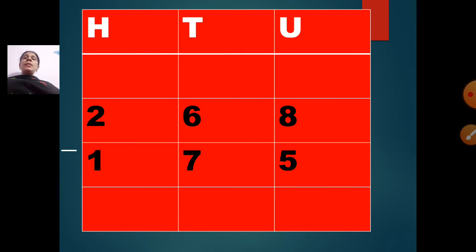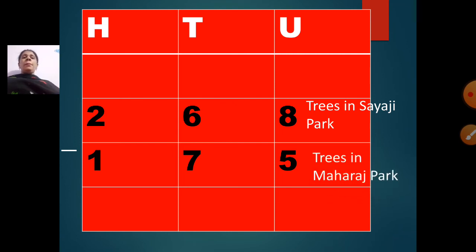You will arrange the numbers according to their place value. Then you will write this trees in Sayaji Park. How I have made the column, the same way you are going to make the column. Then the same way you are going to write beside that whatever I am writing.